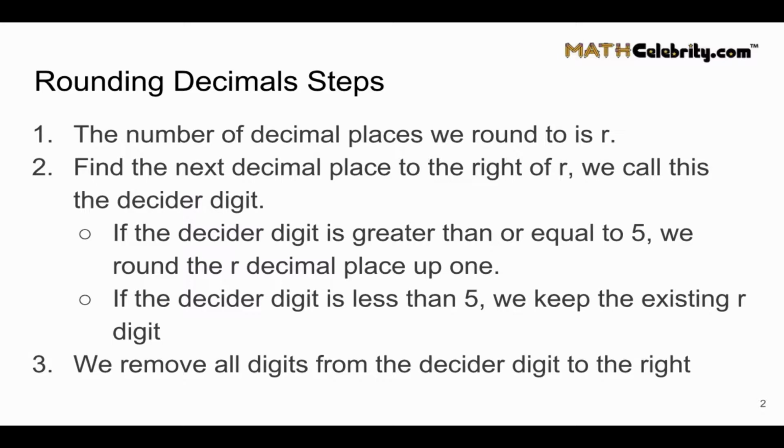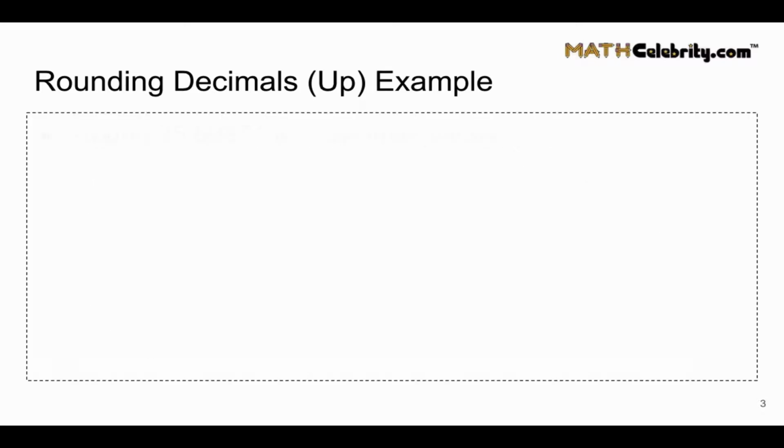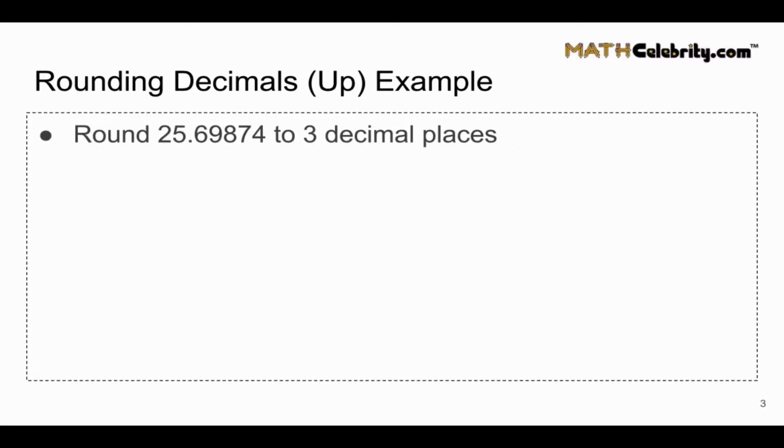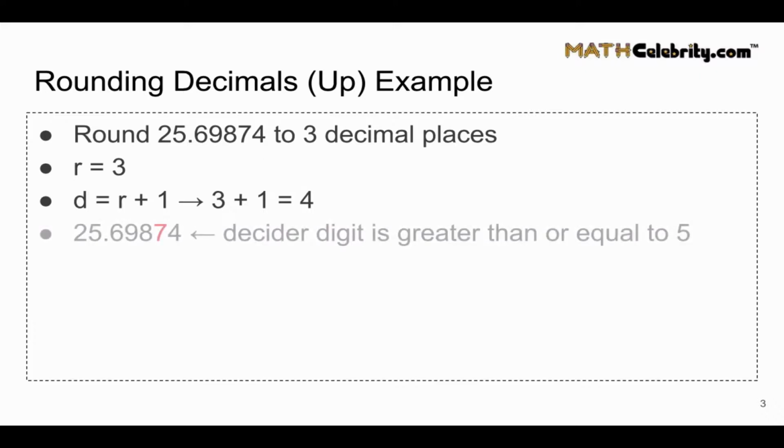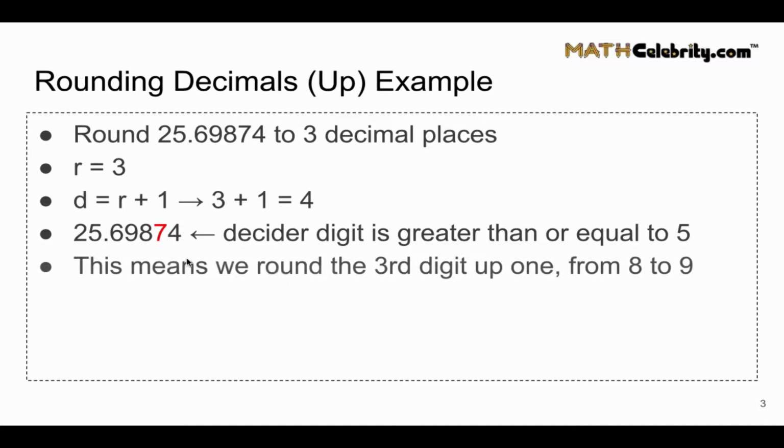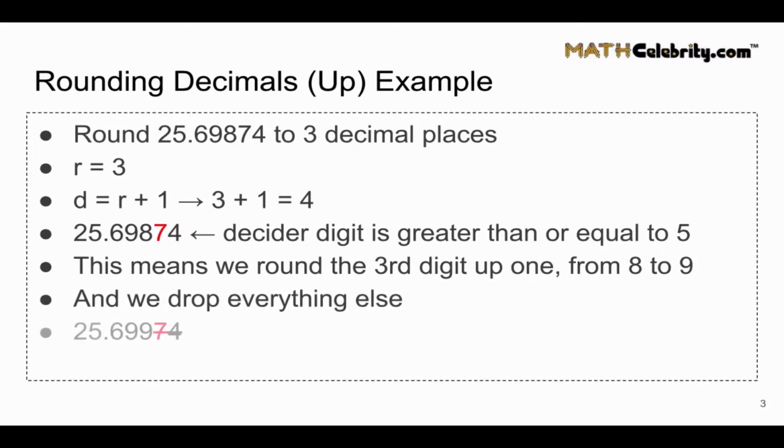With the three-step formula in mind, let's walk through an example. We want to round the number 25.69874 to 3 decimal places. Let's follow our three-step formula. R is 3. We want the third decimal place, which means our decider digit is 3 plus 1 or 4. Because the decider digit of 7 is greater than or equal to 5, we want to round the third decimal place up 1. This means we round the third digit up 1 from 8 to 9, and we drop everything else after that.